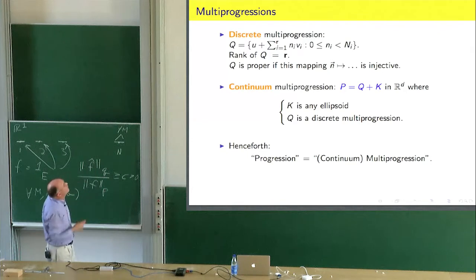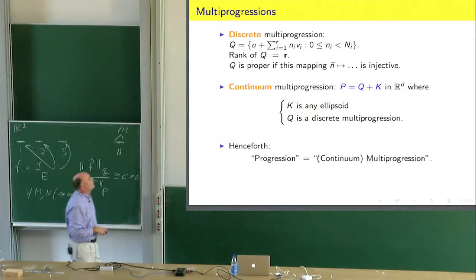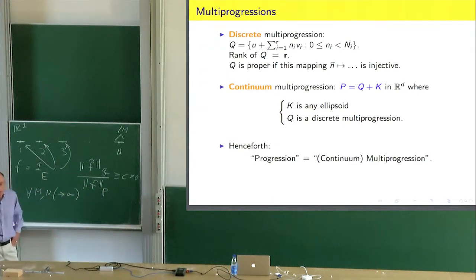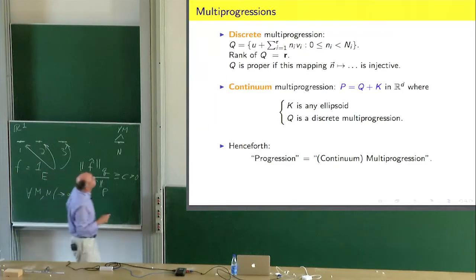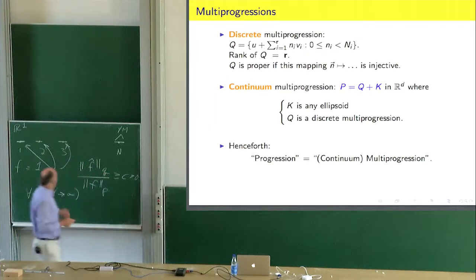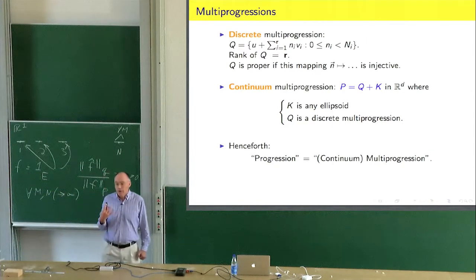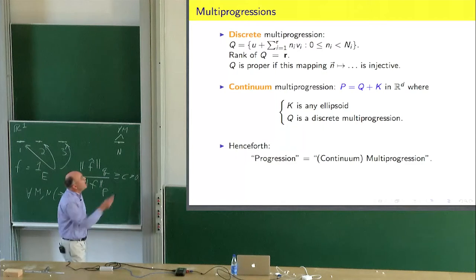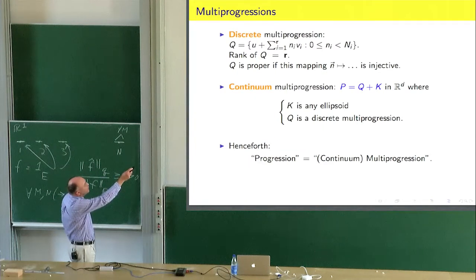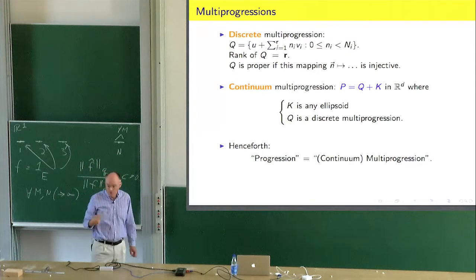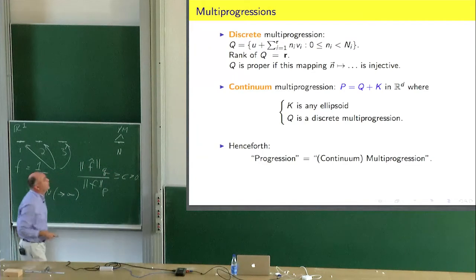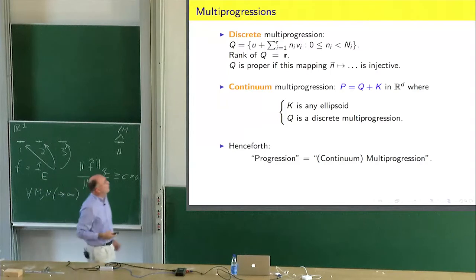And all sums that you can get to in that way with a certain number of steps in each direction, that's a multi-progression. All right, so here I gave you, well, let me come to this in a second. What we're going to be working with are continuum multi-progressions. They are sums of discrete multi-progressions and ellipsoids, or if you prefer, convex sets, either one. Those are equivalent definitions for my purposes.